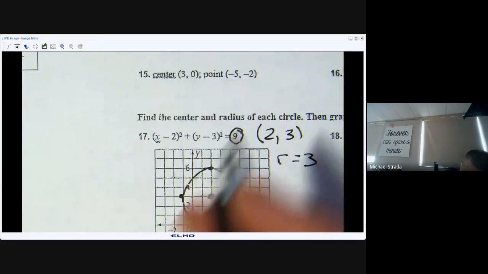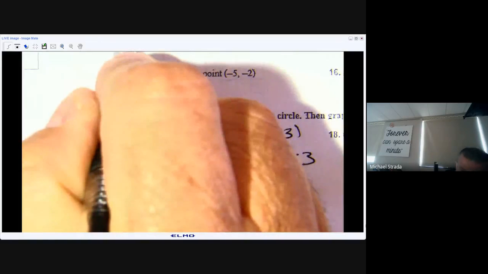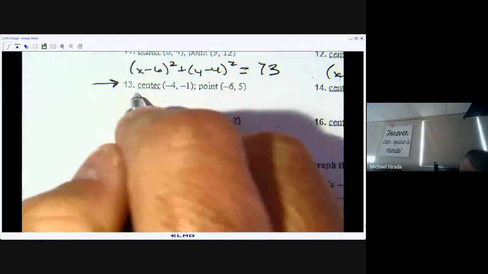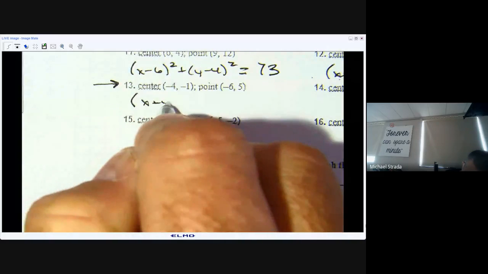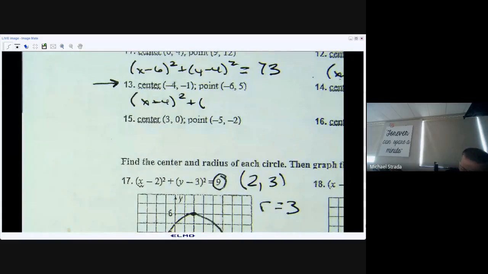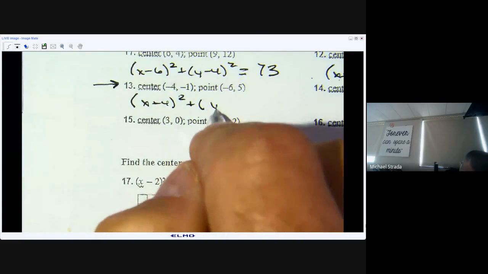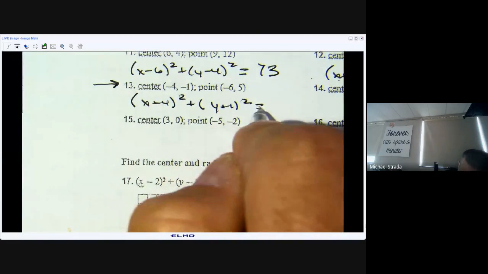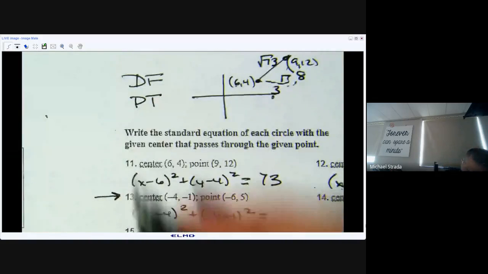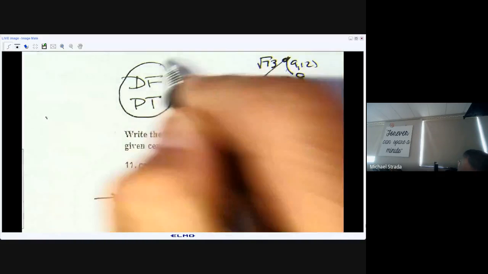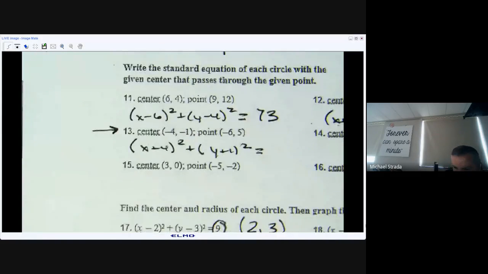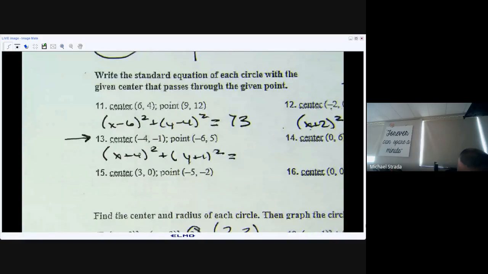So for example, if we were looking at number 13, what's the opposite of -4? +4. Good. X plus 4 squared. What's the opposite of -1? +1. So +1 squared. Now you got to get the radius. To get the radius, you use one of 2 things. Either what? Distance formula or Pythagorean theorem. If you want to do it without graphing, you just have to use the numbers.